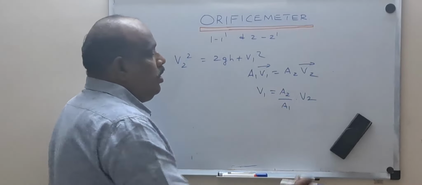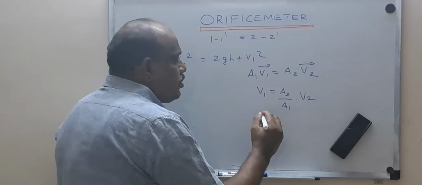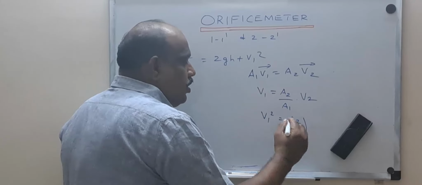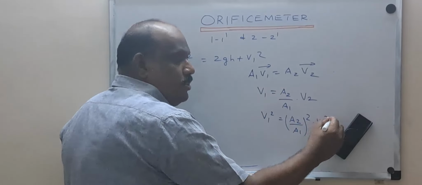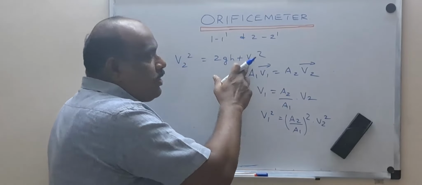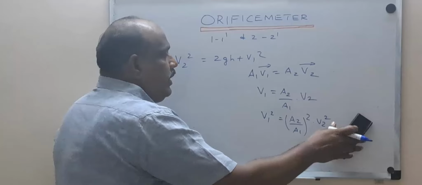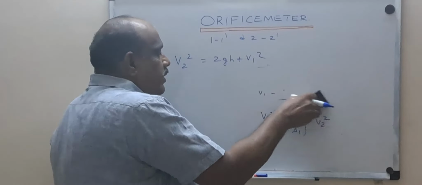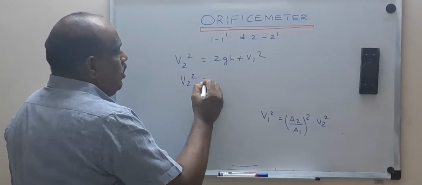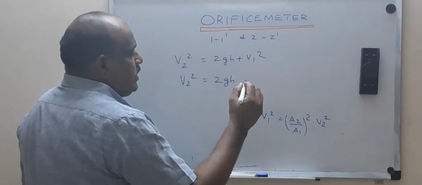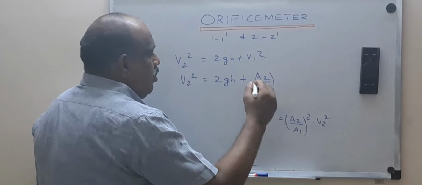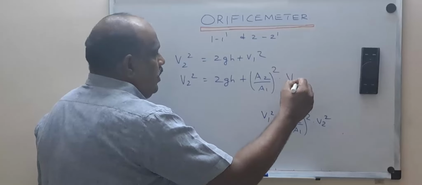Got it? So now what is V1 squared? A2 by A1, the whole squared, into V2 squared. Got the logic? I am squaring on both sides. So substitute this V1 squared over here. What expression will you get? V2 squared will be equal to 2GH plus A2 by A1 the whole squared into V2 squared.